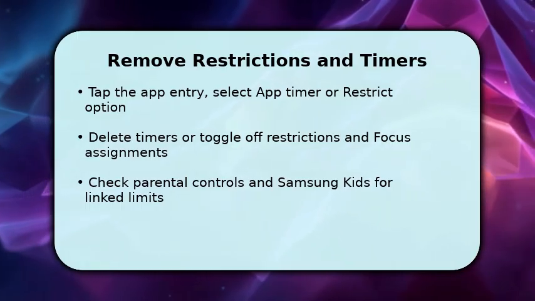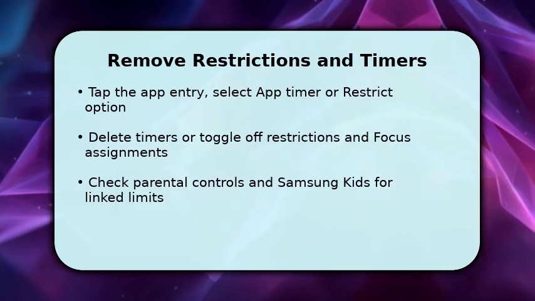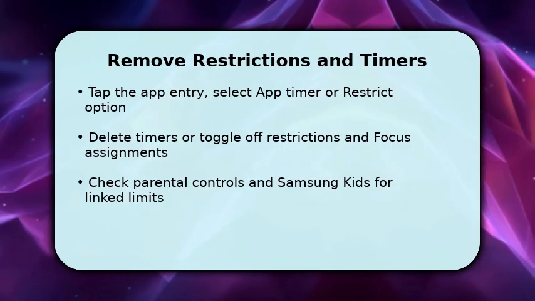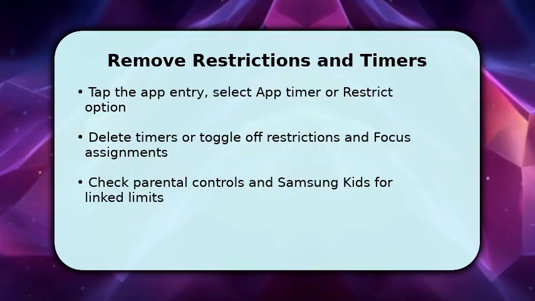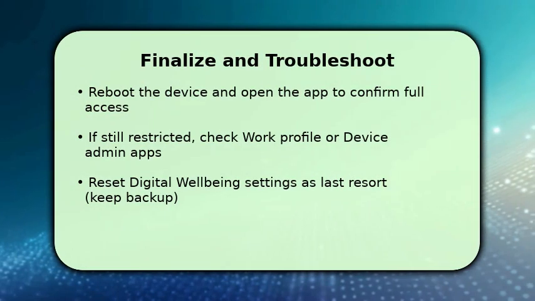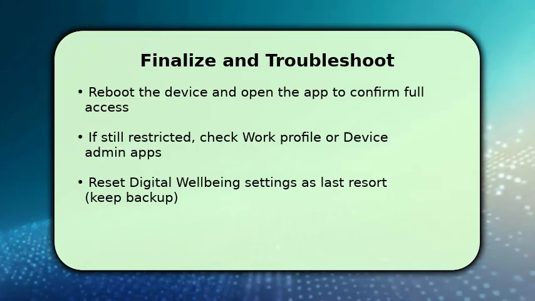If the app is blocked by parental controls, open that section and remove the app from blocked lists. Next, confirm Samsung Kids or any third-party parental app isn't reapplying limits. Disable or unlink them if necessary before proceeding to the final step. Finish by rebooting the phone, then open the app to confirm it runs without digital well-being restrictions.